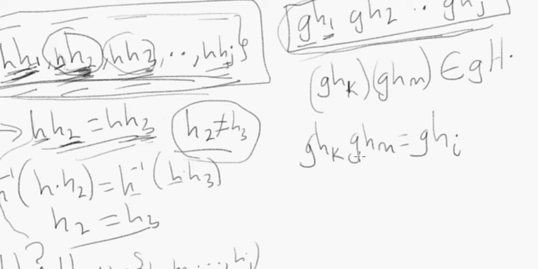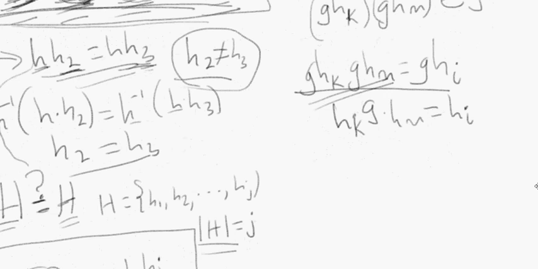Well, now what do we do with this information? If this is true, what can we conclude? We could multiply both sides of this equation by g inverse, in which case we just get hk g multiplied by hm, because g inverse times g just gives us 1, so now we end up with hi over here.